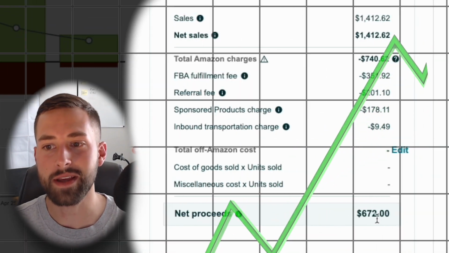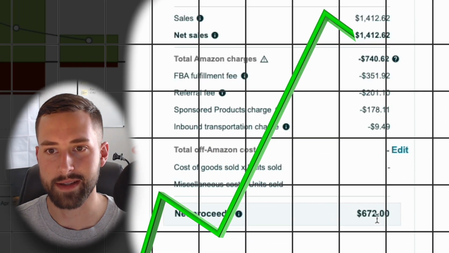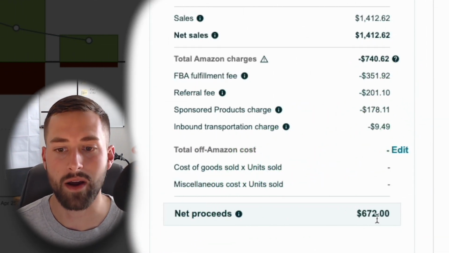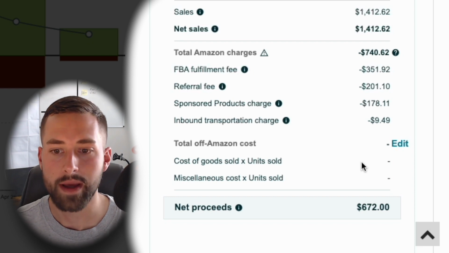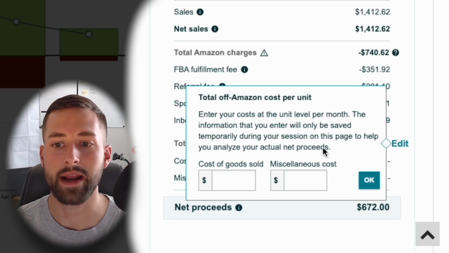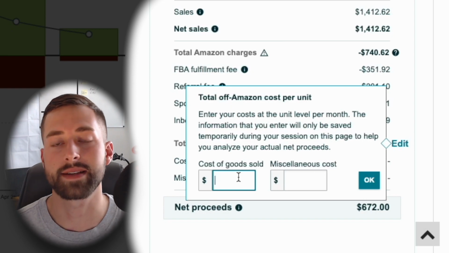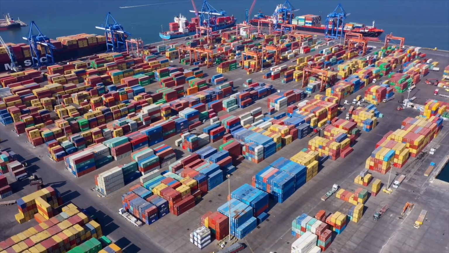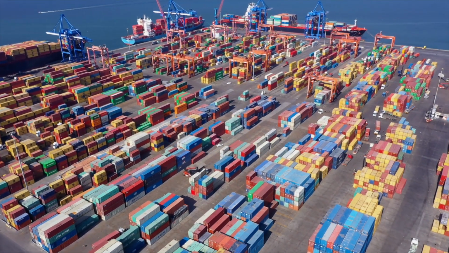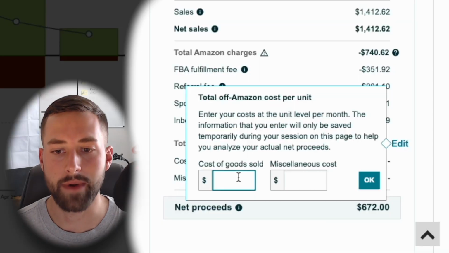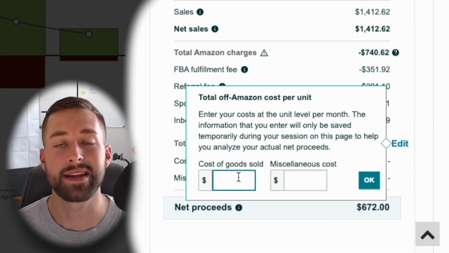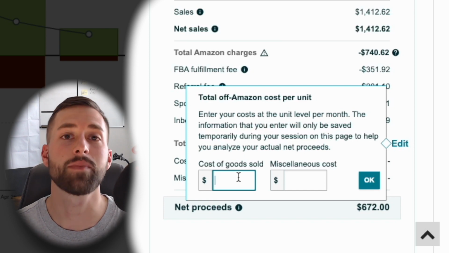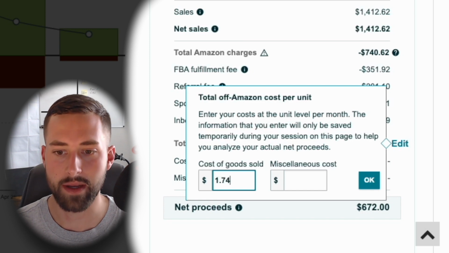Now, is that truly what our net profit is? No, it is not, because we're missing probably the largest and the most important cost here, and that is our cost of goods sold. So we can actually go into here where it says edit, and we can add our cost of goods sold. If you're not familiar with this term, this is how much it costs to produce your product from the manufacturer and to have that shipped to your location, or if you're actually going to ship to Amazon, you would include that per unit rate in there. So for this product, it cost me $1.74 for my cost of goods sold. This assumes 1 unit and the shipping cost per unit. So I'll type in $1.74.